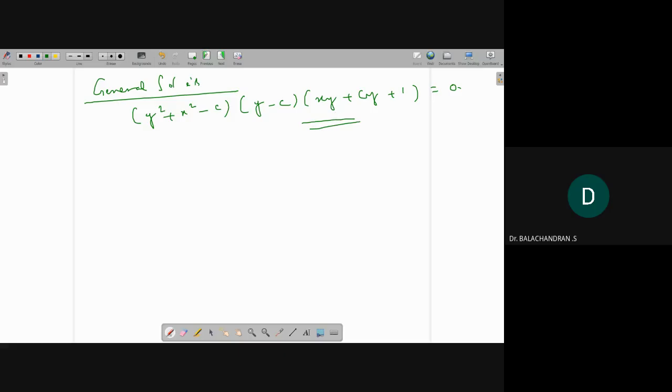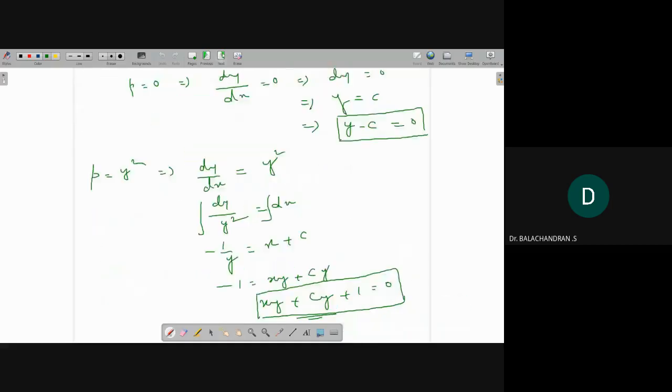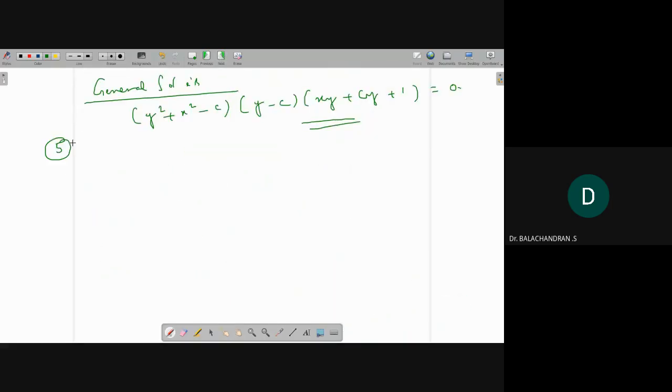Okay. Now I am going to give a problem to you. You will tell how to solve this problem. Okay. I think the problem number 5. Solve p into p plus y equal to x into x plus 1.